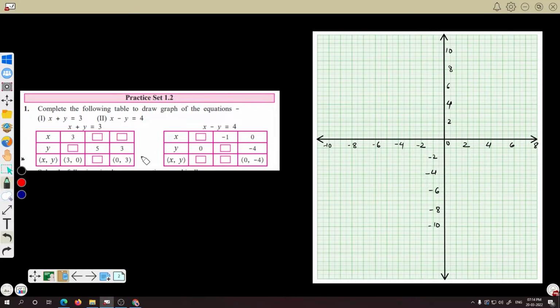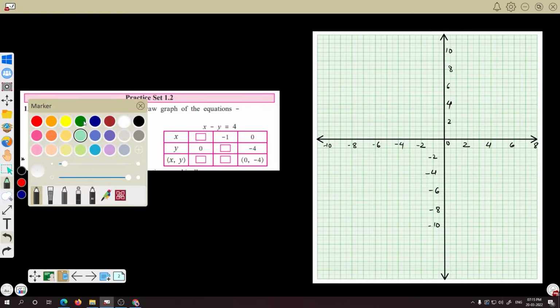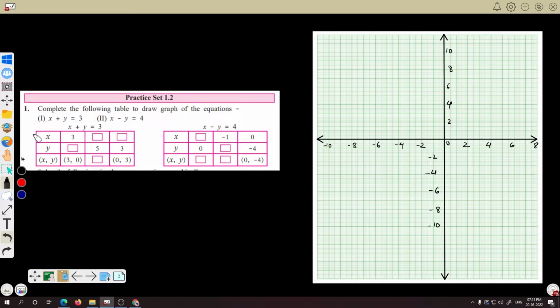The very first question in your practice set is actually an activity. In this activity, you have two equations. First is x plus y is equal to 3 and the second equation is x minus y is equal to 4. Now we have two tables in which a few values are given to you and we need to find the unknown values.